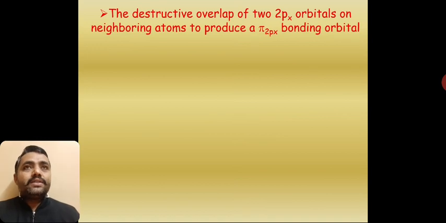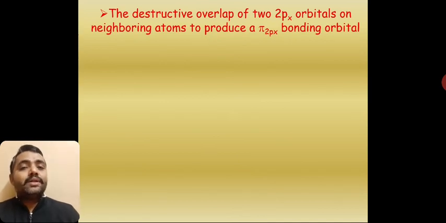Another, you can discuss only the pz orbital. You can also discuss the px orbital. The constructive overlap of two px orbitals on neighboring atoms produces the pi 2px bonding orbital. It will not form a sigma orbital; it will form a pi orbital, which means it is a lateral overlapping.